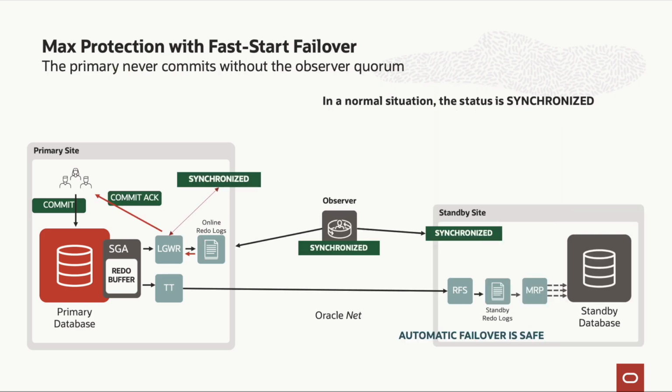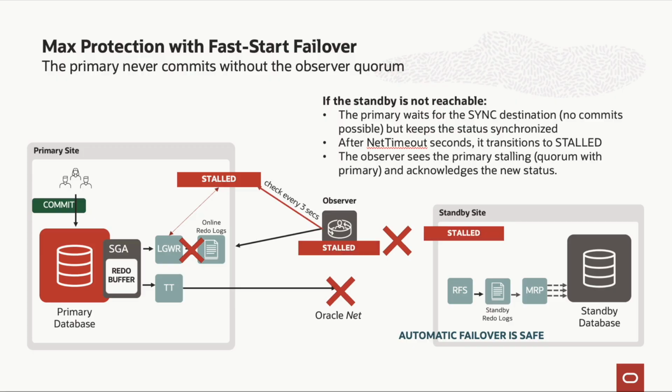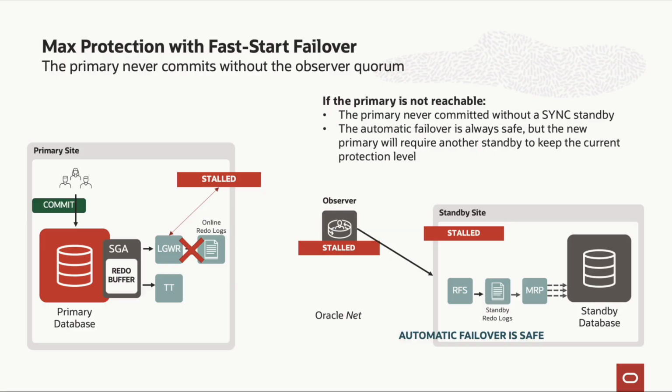In case of max protection with Fast Start Failover, the primary never commits without the observer quorum. In a normal situation, the status is synchronized. If the standby is not reachable, the primary waits for the sync destination but keeps the status synchronized. After the net timeout seconds, it transitions to stalled. The observer sees the primary stalling and acknowledges the new status. If the primary is not reachable, the primary never committed without a sync standby. The automatic failover is always safe, but the new primary will require another standby to keep the current protection level.